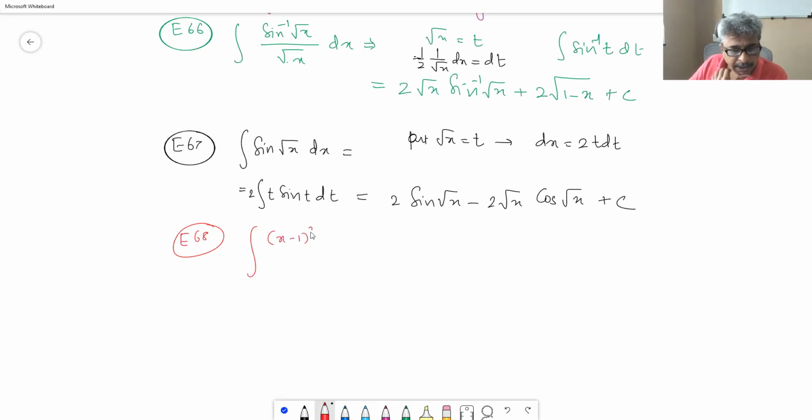Integral of (x minus 1) whole square tan inverse (x minus 1) upon x square minus 2x plus 2 dx. Try your level best.